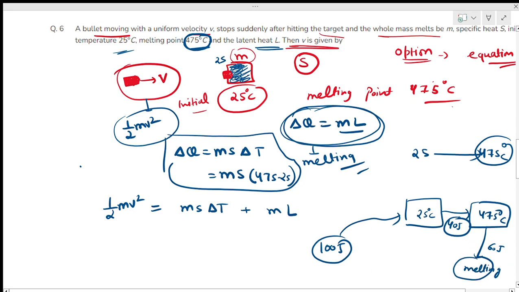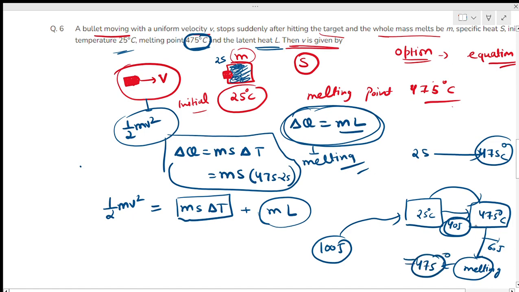So some amount of energy is required to raise the temperature. That energy is ms delta T, which will not change its state. Another amount of energy is used to melt the substance. Here the temperature is constant; at the time of melting the temperature remains the same, but the phase changes. The phase will surely change, and the temperature will surely remain constant. You got it?